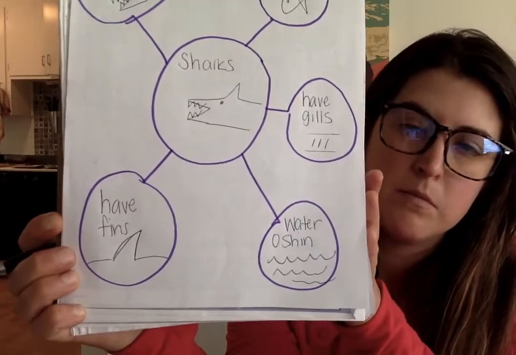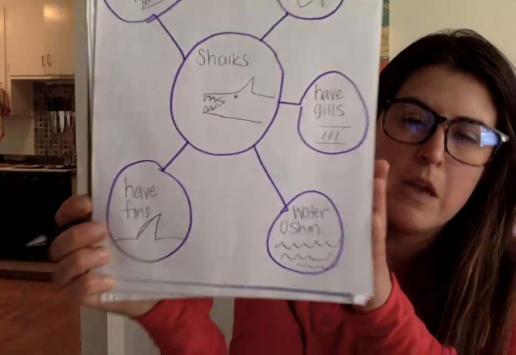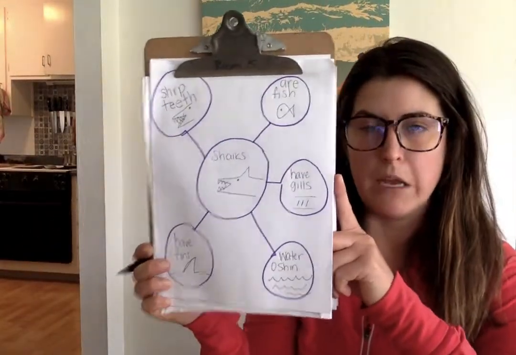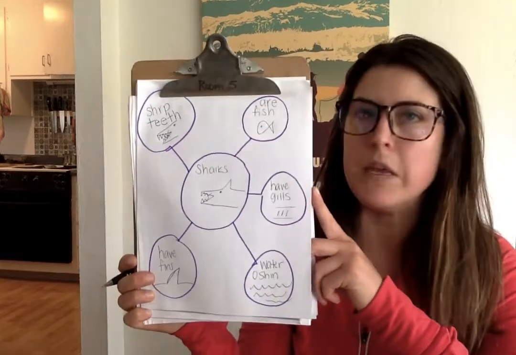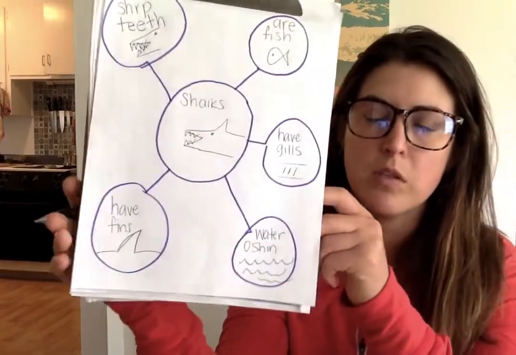So I do want to say sharks have fins. That's part of their body that really helps them swim. And most people always recognize that about sharks. So I added have fins. And I'm happy with my information web now. It doesn't have to be everything. It's the most important things.